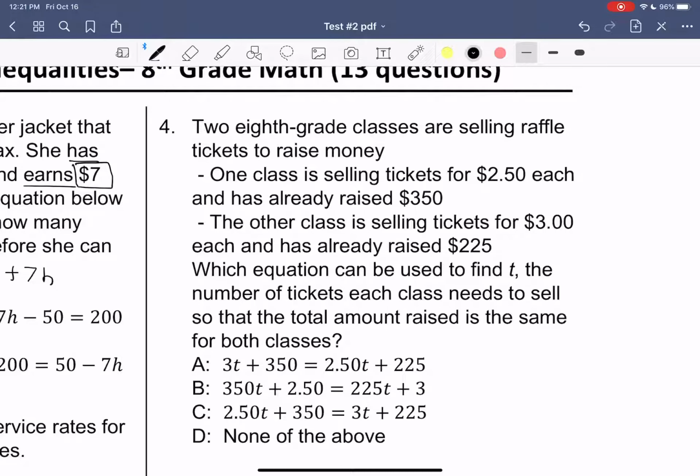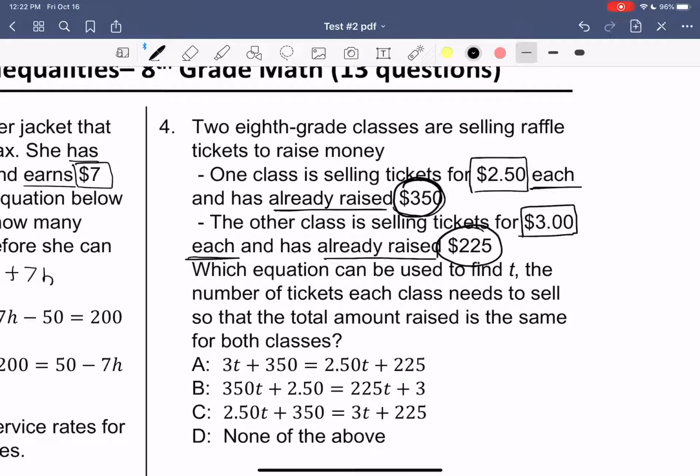So I'm going to go back in, underline, circle, and box accordingly. So we have this each here, which tells us that this $250 is going to be a variable because it's going to change based on the number of tickets you'll buy. Already raised is going to tell us that this $350 is going to be a constant. It's a number that we already have. We have a starting amount. The other class is selling, so we have $3 each. Tells us that $3 is going to change. It's going to be our variable. And then already raised $225.